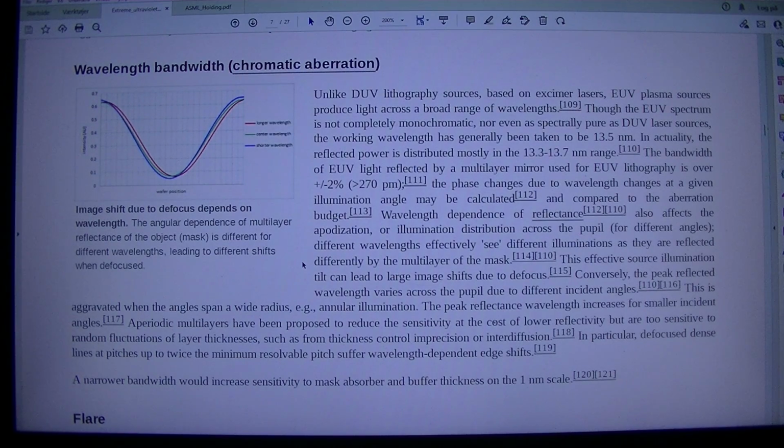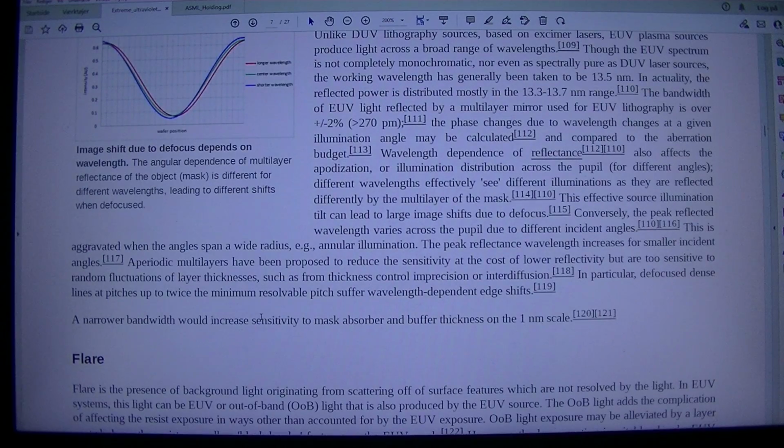[115] Conversely, the peak reflected wavelength varies across the pupil due to different incident angles.[110, 116] This is aggravated when the angles span a wide radius, for example, annular illumination. The peak reflectance wavelength increases for smaller incident angles.[117] Aperiodic multilayers have been proposed to reduce the sensitivity at the cost of lower reflectivity but are too sensitive to random fluctuations of layer thicknesses, such as from thickness control imprecision or interdiffusion.